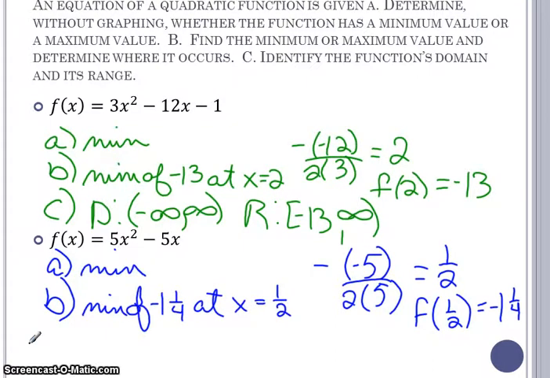If you don't put the x equals, would it be wrong? Yes, because it asks where it occurs. So that's why we need that. If you were just asked for the minimum value, you absolutely don't need the x. But when it says and where does it occur or at which value does it occur, you need that location x.